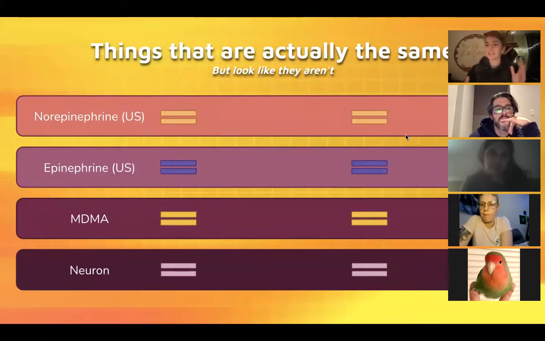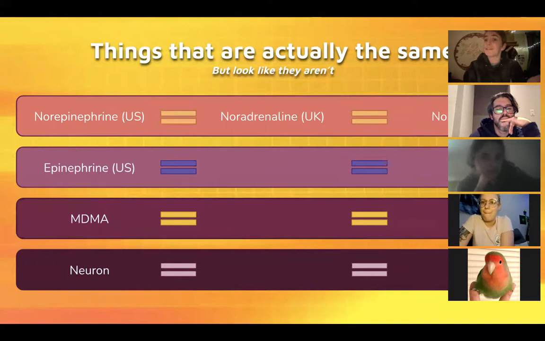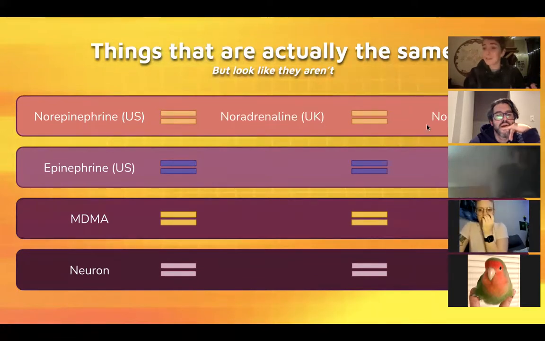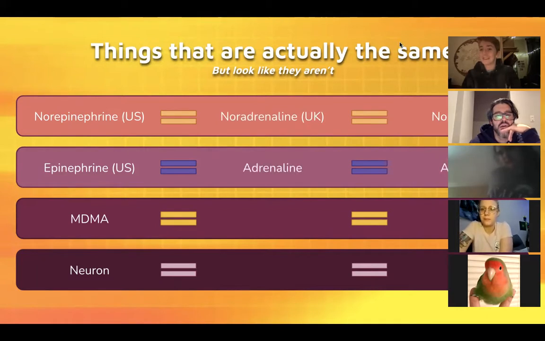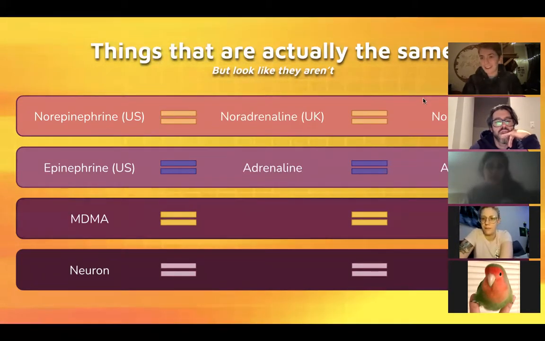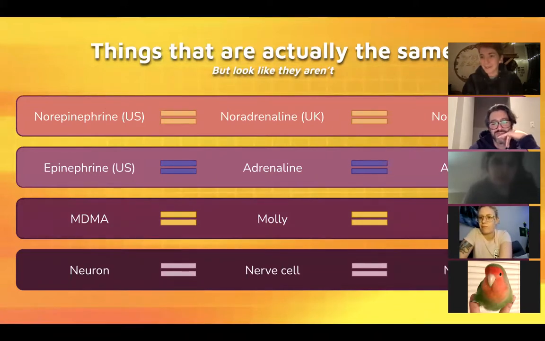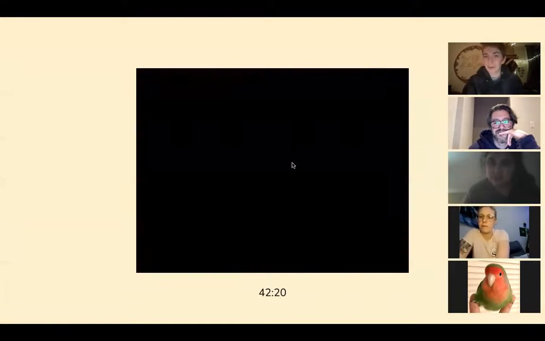Okay, so real quick, just to get this out of the way, some things that look like they're different, but they're actually the same thing. Norepinephrine is the same as noradrenaline. Epinephrine is the same as adrenaline. MDMA is the same as Molly, is the same as ecstasy. They just have more colloquial referencing. Neuron is the same as a nerve cell. Because why not make things more complicated than they need to be, scientific community? Just getting that out of the way.